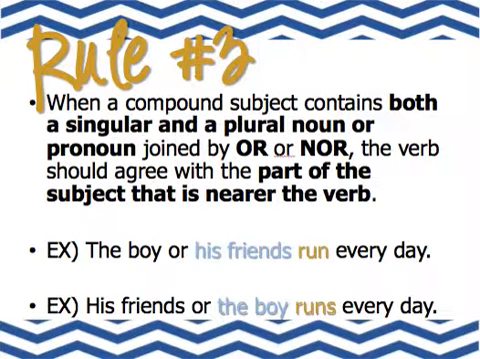Rule number 3, when a compound subject contains both a singular and a plural noun or pronoun joined by or or nor, the verb should agree with the part of the subject that is nearer to the verb. So you're going to have a singular and a plural noun in your subject. In the first example, the boy or his friends run every day. The boy is singular and his friends is plural, and run is the verb closest to his friends, which is plural, so you'll go ahead and use run. In the next example, his friends or the boy runs every day. The boy is closest to the verb and that's singular, so you would use the singular form of the verb run, which is runs.